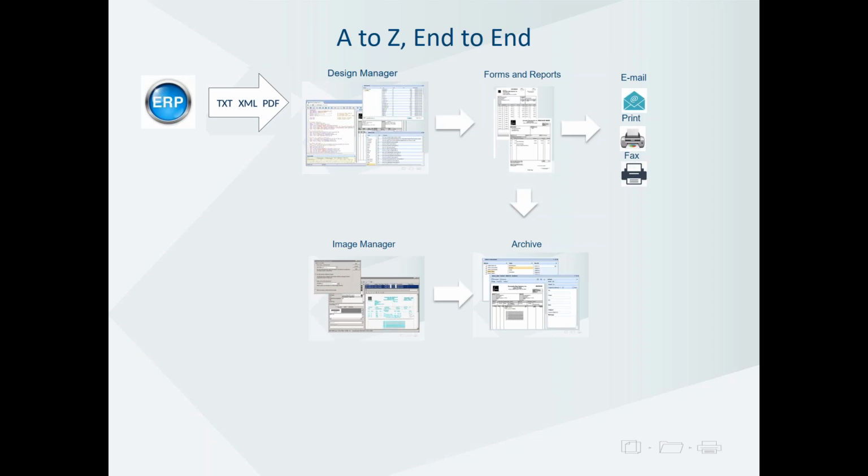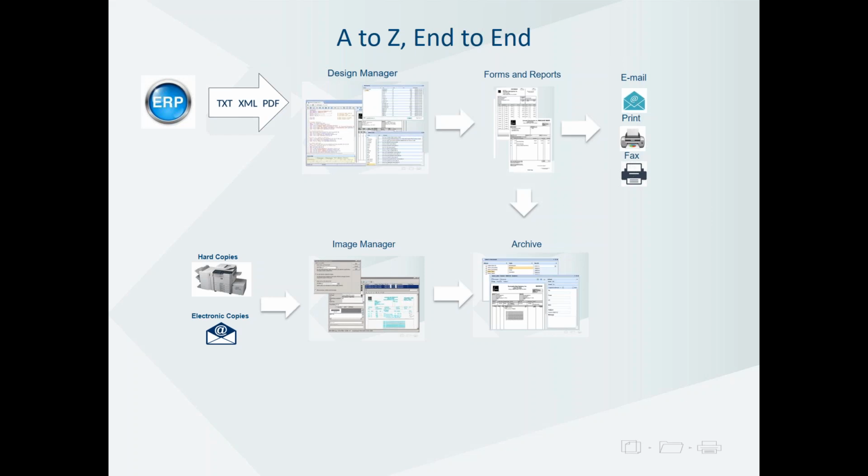Another piece of the puzzle is the image manager. And the image manager is used to bring in either hard copies or other electronic copies of documents that may or may not have been generated by UnForm. So it may be used to bring in signed proof of deliveries, or if you have vendors sending you invoices via email, you don't have to necessarily print those out and scan them in. We can import the electronic documents without actually having to print them.